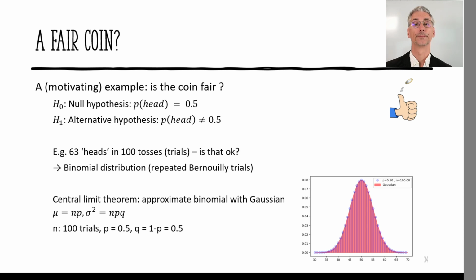One example is the fair coin. So, is the coin fair? The null hypothesis is that the coin is fair, and the alternative hypothesis is that it's not fair, so that the probability of heads, for example, is not 50%. We now do 100 coin tosses and observe 63 heads. Is that okay? How do we do that? With statistics. We look at the binomial distribution, as we've said earlier, because we have repeated Bernoulli trials. And because of the central limit theorem, with many independent contributions, we can approximate the binomial distribution with a Gaussian. You can see with the overlay on the right that this works quite well. The assumption is well justified, so let's go with that.